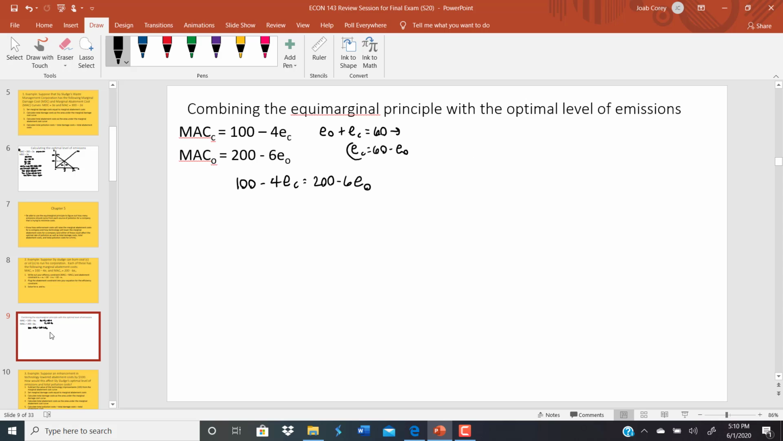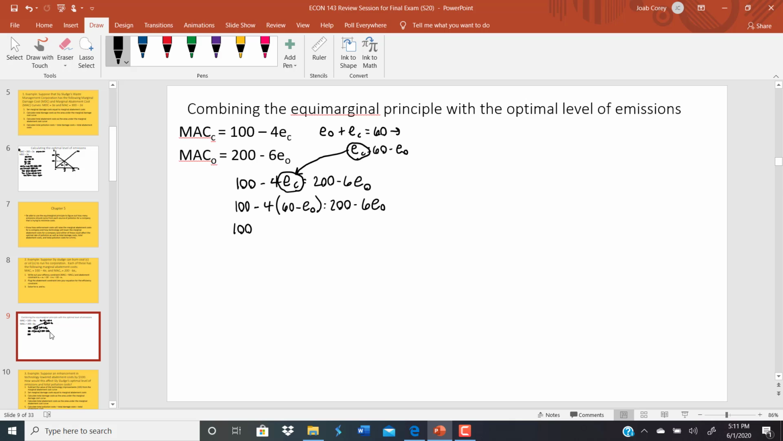And now all we're going to do is plug this E sub C into this equation here, in an effort to make sure that we just have one equation with one unknown. So this is going to be 100 minus 4, and then we're going to plug in that 60 minus E sub O, equal to 200 minus 6 E sub O. Okay, now all we got to do is math that through.